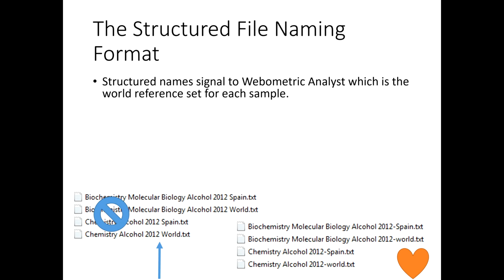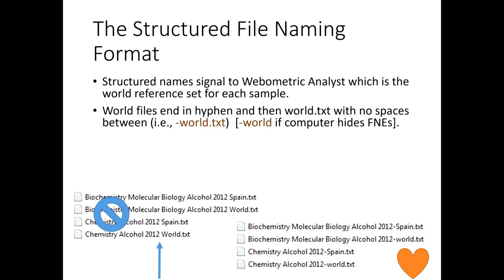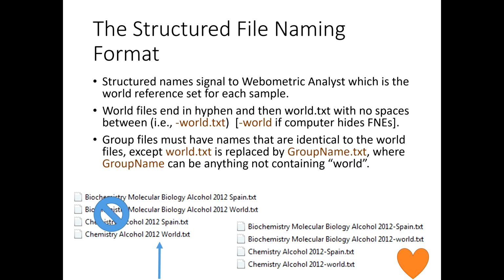This naming format signals to Webometric Analyst which is the world reference set for each sample. Essentially, that's all it does. And it does it through the hyphen. Hyphen world is the world reference set. And if you have multiple groups, you can give them all different group names, but the group names need to match. So all the Spanish groups need to be called exactly Spain. If you call some Spain and some Spanish, then that will produce 2 groups, 1 for each name.